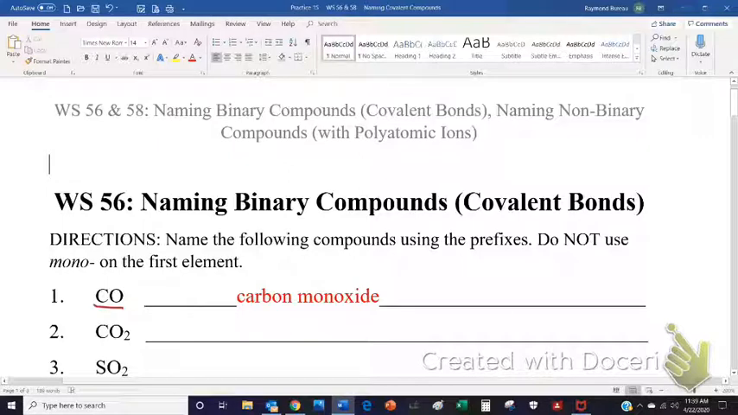Now remember, with covalent bonds, you want those 6 prefixes. Mono 1, di 2, tri 3, tetra 4, penta 5, and hexa 6. And just remember one simple rule when doing this. We don't put mono on the first element. And that's really the only rule. We'll put all the other prefixes on the first, and we will use mono and all the other ones on the other ones. All right, now you see number 1 is already done, carbon monoxide.